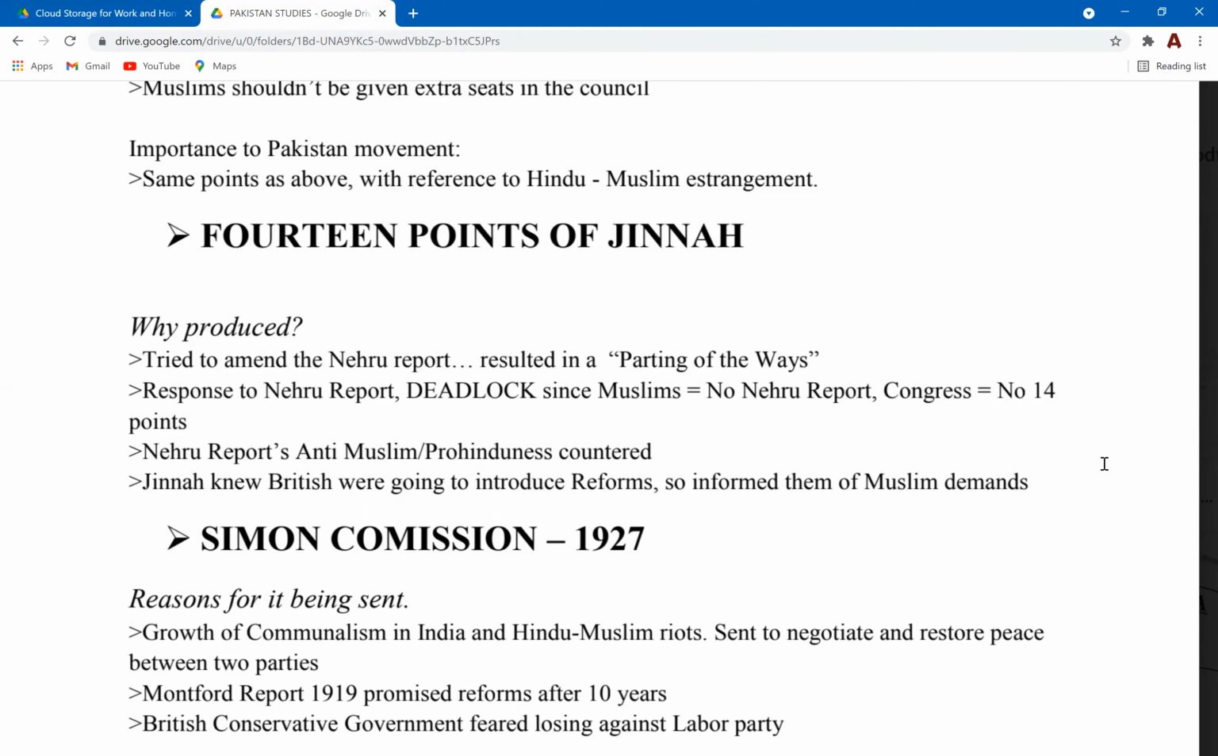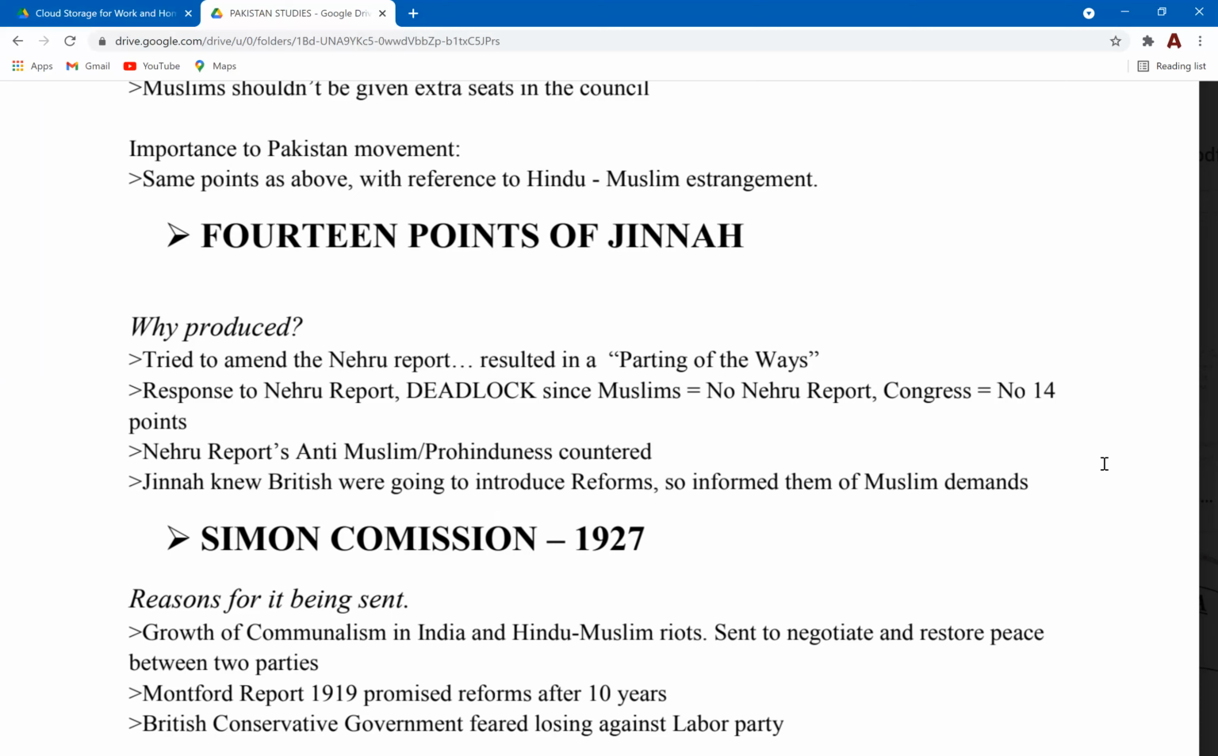All right. So you don't have to remember the 14 points, you just need to know why the points were presented, and generally the main idea as to what was demanded. Jinnah demanded provincial autonomy. He wanted Sindh and Bombay to be separated as separate provinces. He opposed the central government system, wanted Urdu to be the official language, and they wanted separate electorates for the Muslims. So all of these were the points that were demanded in form of the 14 points.